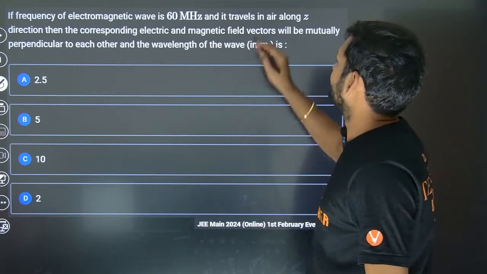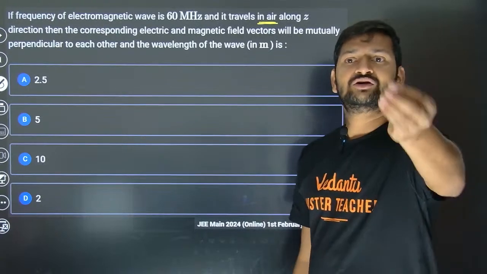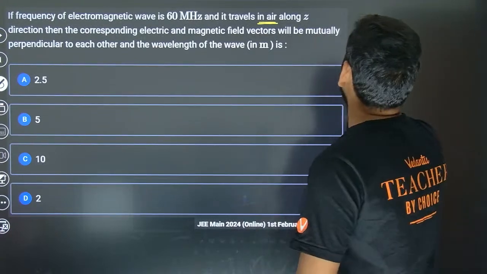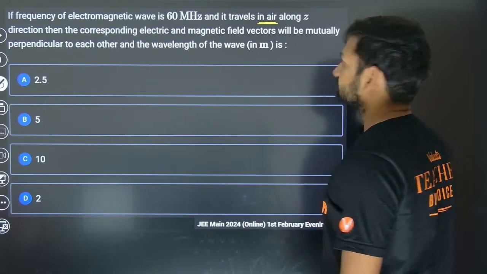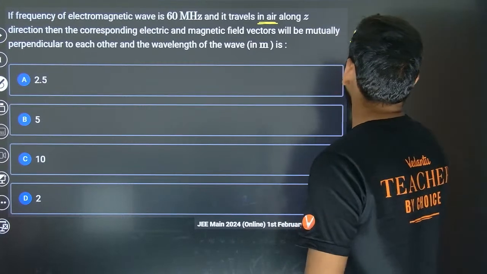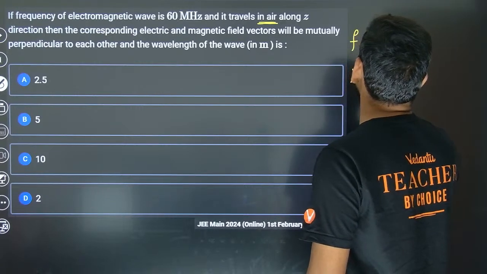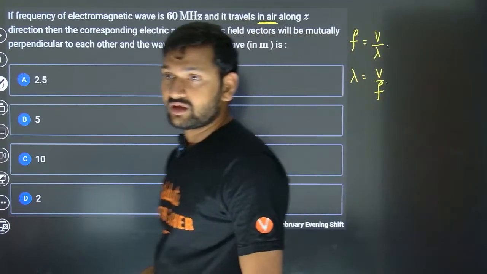They gave frequency. They are saying that it is traveling in air. So you need basics of waves. Frequency of a wave is going to be given by what? Speed by its wavelength. They are asking wavelength. So wavelength is going to be speed by frequency.